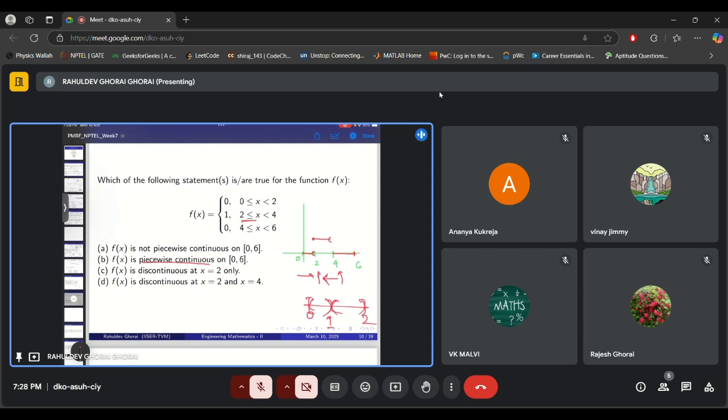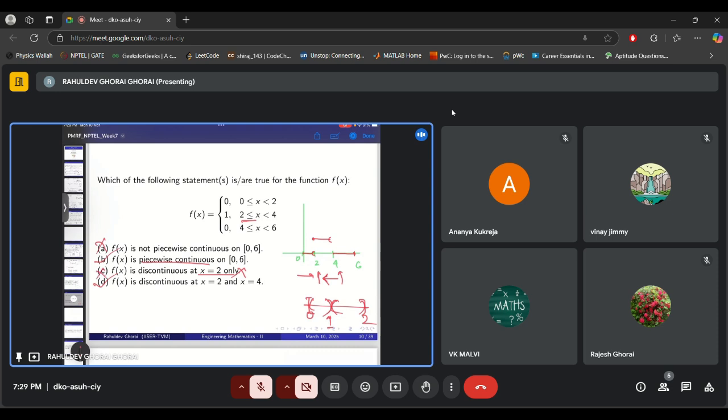So f(x) is a piecewise continuous function on 0 to 6. In each open interval, 0 to 2, 2 to 4, 4 to 6, f(x) is continuous. So f(x) is piecewise continuous. Piecewise continuous function means you are taking a few continuous functions and putting them in each interval. It is discontinuous at x equal to 4, and not only at x equal to 4, it is discontinuous at x equal to 2 also.